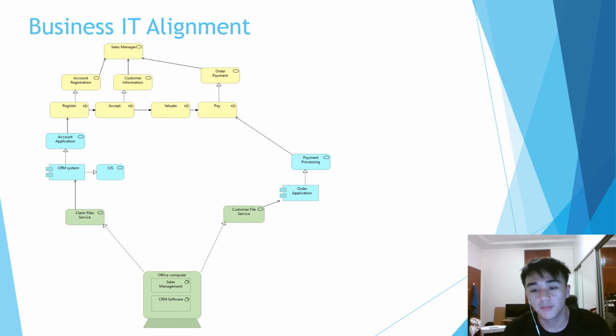Both application components of the CRM model, the CRM system and order application, will be served by the technology services, claim file services, and customer file services, which are both realized by the office computer that contains the system software, sales management and CRM software, which Jamazon uses to manage the services.